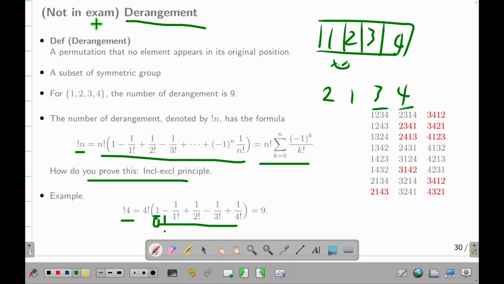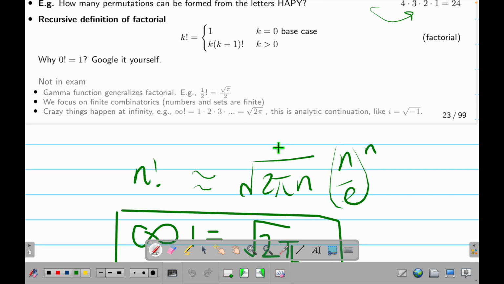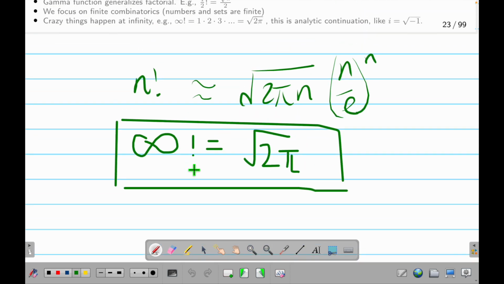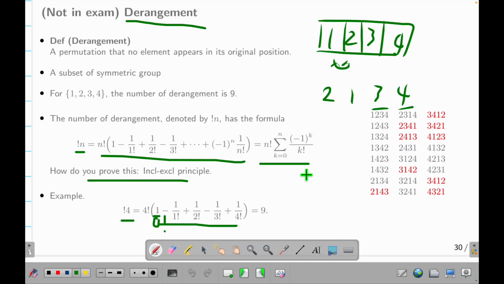Same for the Stirling approximation. I just let you know that kind of thing exists. I'm not going to test you. And also this, I'm not going to test you on why infinity factorial is the square root of 2 pi. I just let you know this kind of thing exists. If this module were not in computer science but in the mathematics department, then I would ask you this in the exam. But we are not.